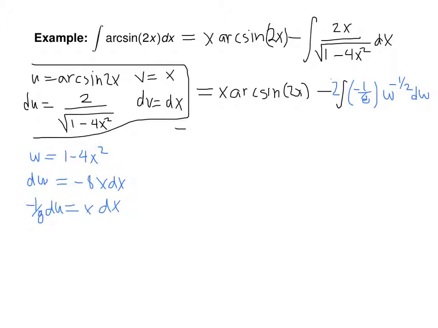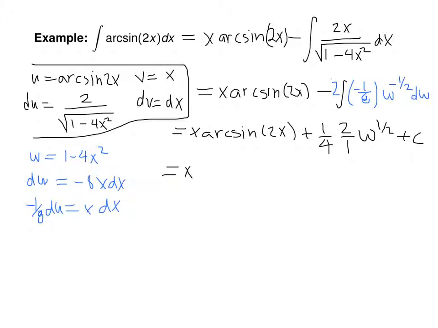So that gives us x arcsine 2x plus 1/4. Now the antiderivative of w to the negative 1/2 is w to the positive 1/2 times 2 over 1, plus c. And all we have to do now is input back in what w was. x arcsine of 2x plus 1/2 times the root 1 minus 4x squared, and then plus c.